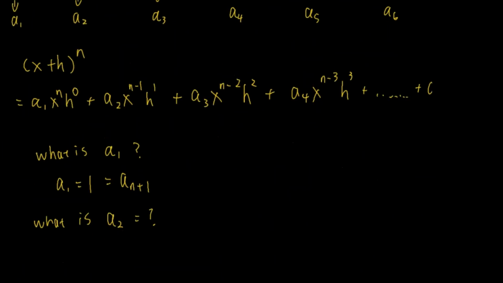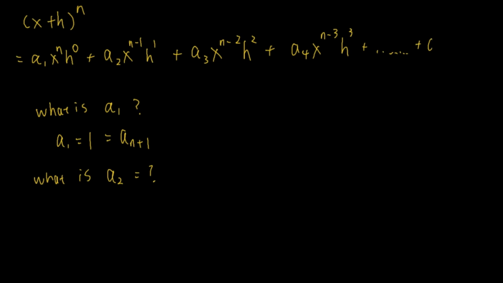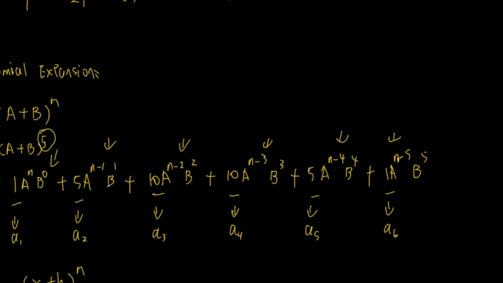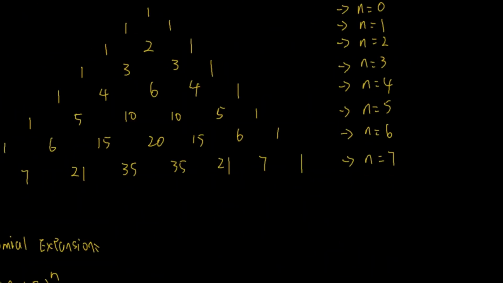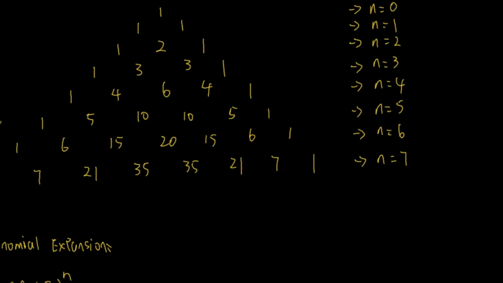Okay, so we know that a sub 2 is equal to n. We can just say that. But what is a sub 3 equal to? Then a sub 3 is the third row, which is going to be this row here.